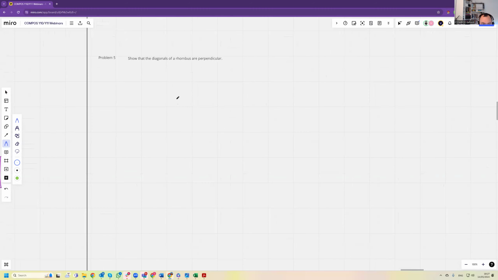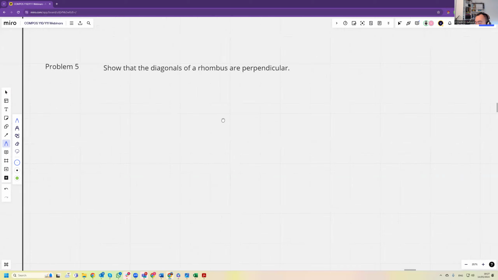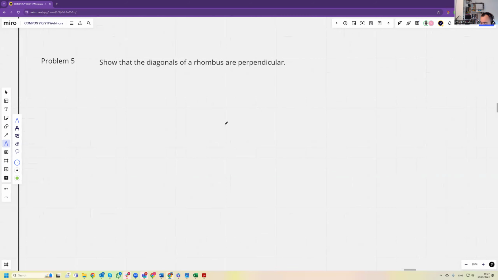Okay. Show that the diagonals of a rhombus are perpendicular. A rhombus is a quadrilateral with 4 equal sides.